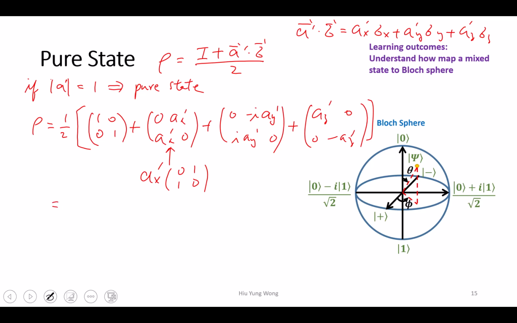Then because of this, I get 1/2 times this: 1 plus AZ dash, AX dash minus I AY dash, AX dash plus I AY dash, and then 1 minus AZ dash. What I'm doing is just adding up the elements one by one. You should be very familiar with this already. We did that in the previous class. Because Z is on the diagonal, X and Y are off diagonal, so you only have AX minus I AY, AX plus I AY.